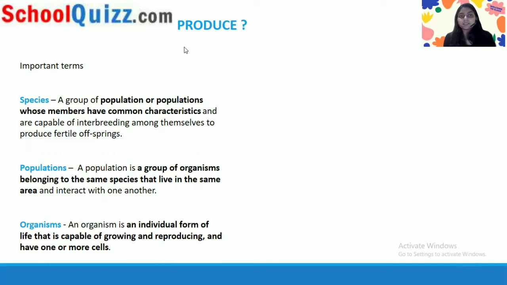Okay, so let's start our today's class, and today we will discuss Chapter 8 of your Class 10th NCERT. The chapter is how do organisms reproduce. So what is the meaning of reproduce? It is the production of copies of something. Okay, so basically it is a copy of something.